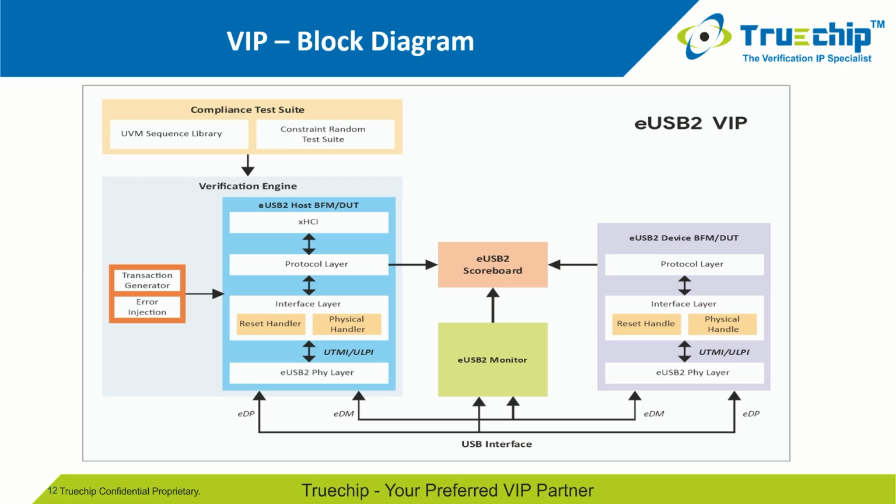To ensure accuracy, we have the eUSB2 scoreboard. This component acts like a referee, comparing the actual communication with the expected behavior and flagging any discrepancies. Additionally, the eUSB2 monitor captures all the transactions on the bus, providing valuable insights for debugging and analysis. Finally, we have the USB interface representing the physical connection between the host and device. This shows the EDP and EDM signals which carry the data between the components.